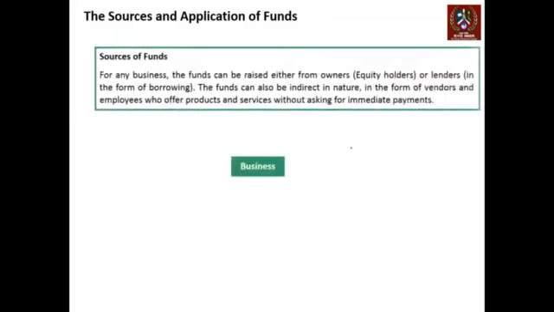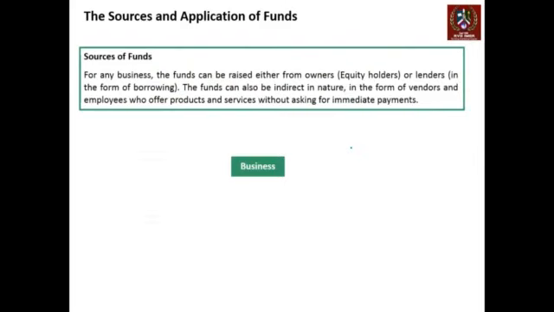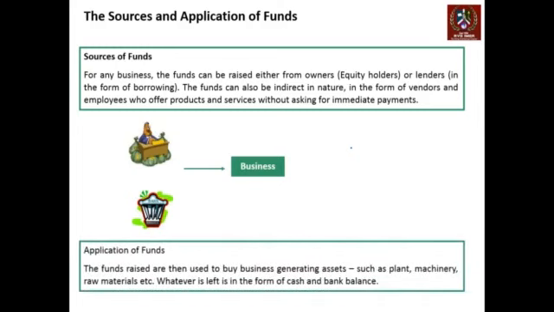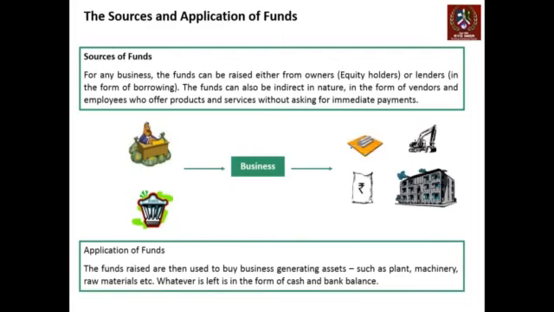So you have a business, you have certain sources of funds. Where can money come from? Money can come from either equity holders or loans in the form of borrowing. How do you apply it? You can apply it in terms of buying business generating assets. What could those business generating assets be?